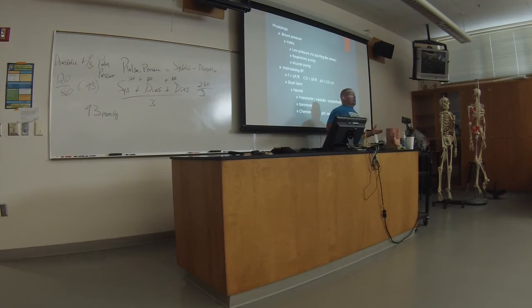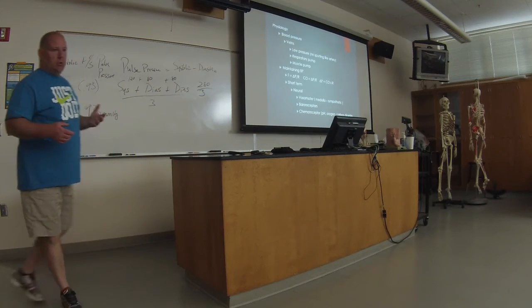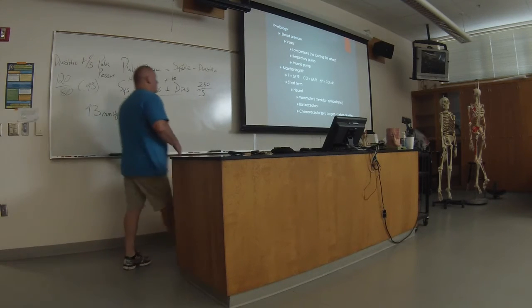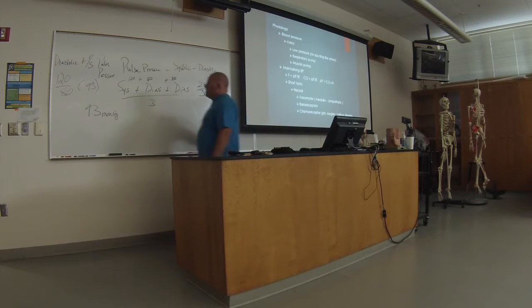So what are the variables that make up my blood pressure? Cardiac output times resistance. So this is a product equation. In other words, it's a multiplication equation, which makes it a little easier to understand than the division equation. So now I understand that if I increase anything on this side over here, it's going to cause my blood pressure to go up. If I decrease any of these things, it's going to cause my blood pressure to go down.